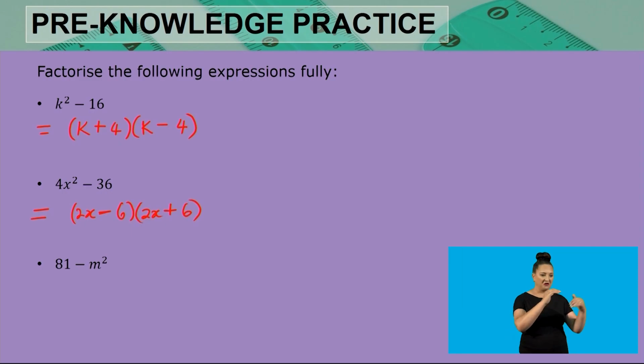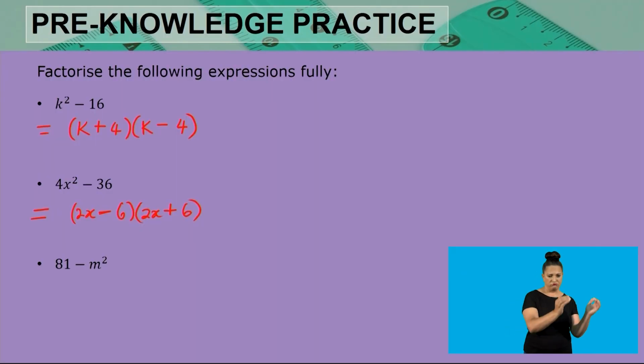It doesn't matter which bracket is the addition and which bracket is the subtraction, as long as one of them is an addition and the other one is a subtraction. The reason why it doesn't matter is because these two brackets are being multiplied. And remember, multiplication is commutative.